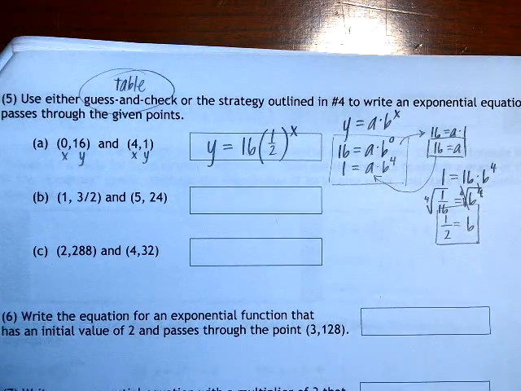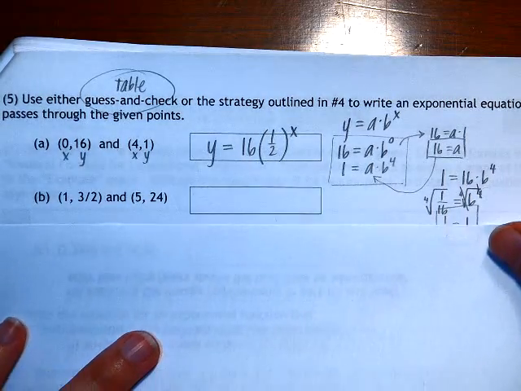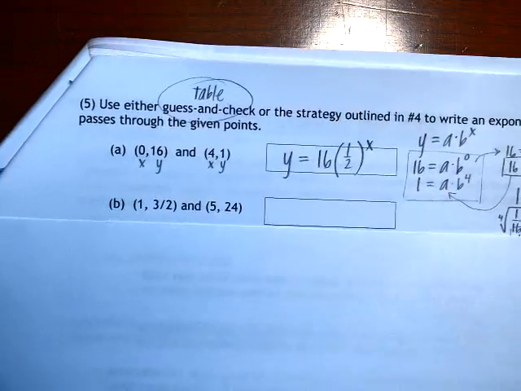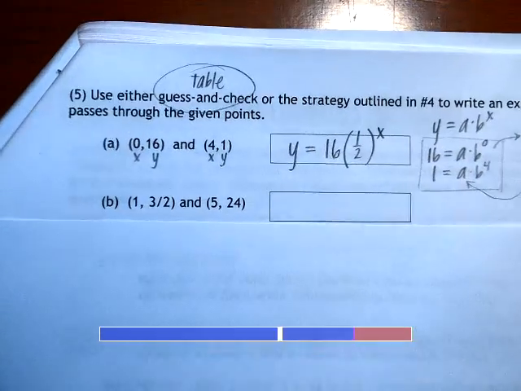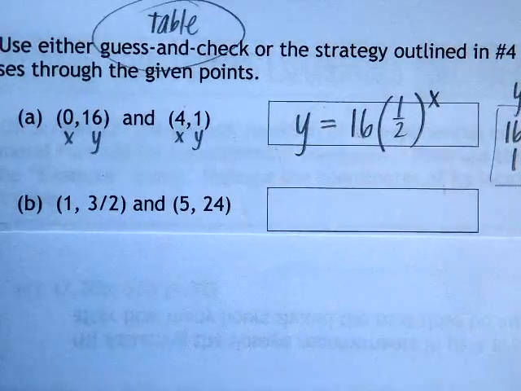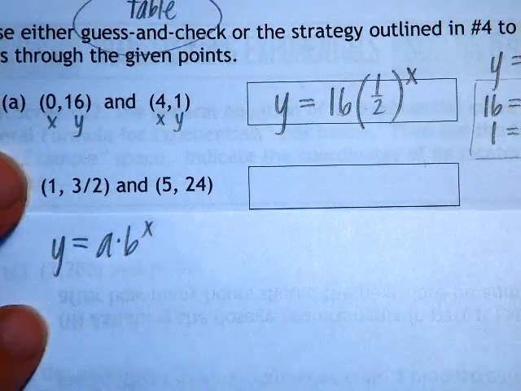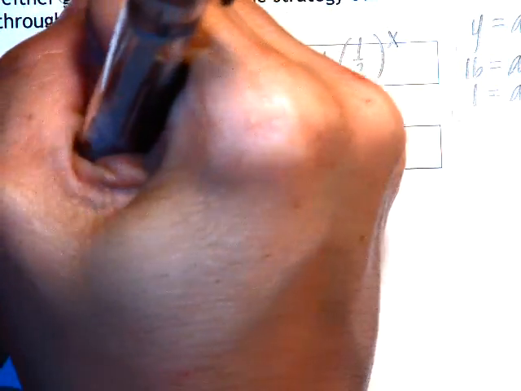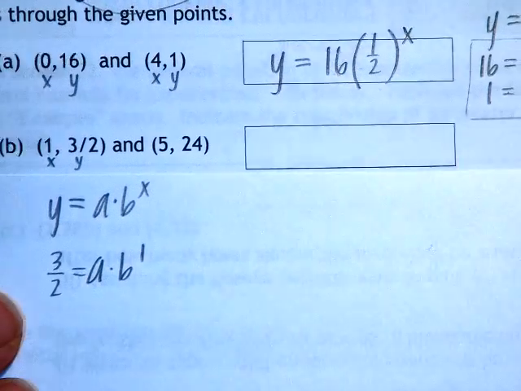Now in question letter B, the last one that I'll do here, I'll set it up just again so you have some structure, have an example to follow, and can see what happens when you have to deal with maybe less than nice numbers. I mean 1 and 3/2, not so nice. So I'll write out my structure, y equals a times b to the power of x, and I'll do both my substitutions. The first substitution is for x is 1 and y is 3/2, so I'll have 3/2 equals a times b to the power of 1.